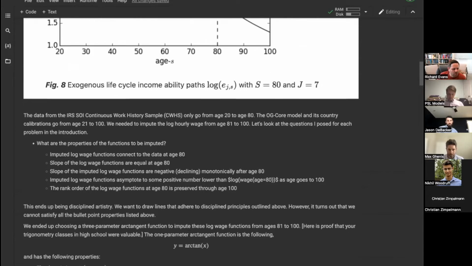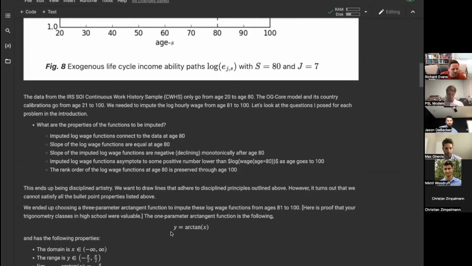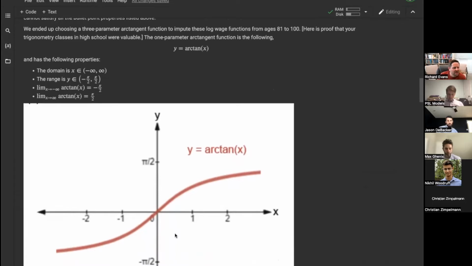All right, so what we ended up using is an arctangent function. A general arctangent function looks like this. We want the negative of that though. The general arctangent function has these properties: the domain goes from negative infinity to positive infinity, the range is between negative pi over 2 and pi over 2, and it has these asymptotes.